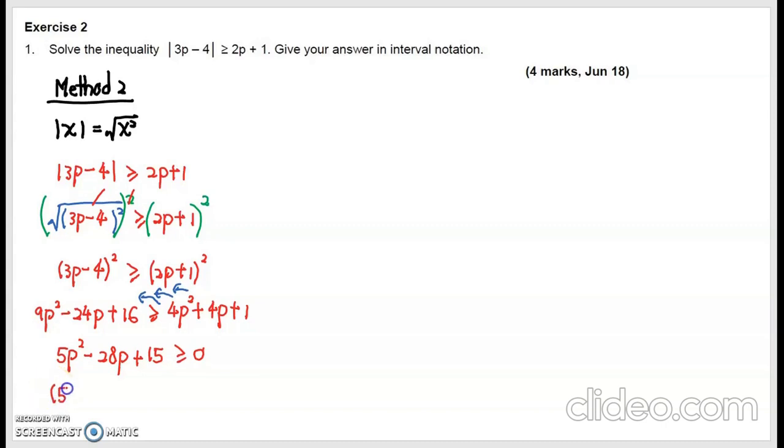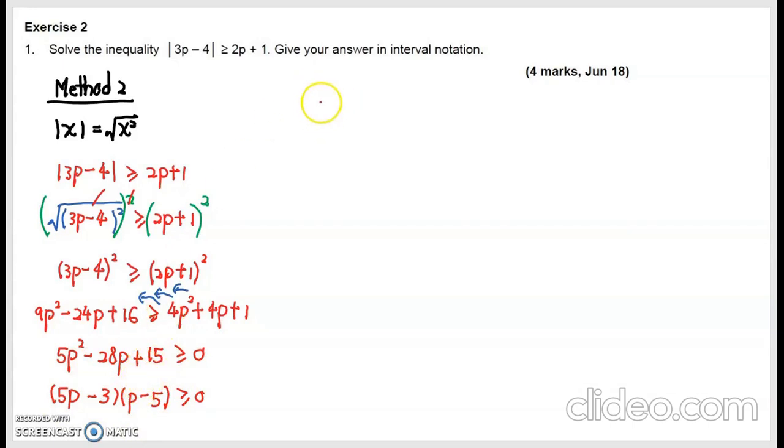So here we have 5p. So here we have p. Let's say here is 5, here is 3, in order to get negative 15, 25, 20. So here is negative, here is negative, greater or equal to 0. Remember, for quadratic inequalities, we need to use a table in order to get the answer.